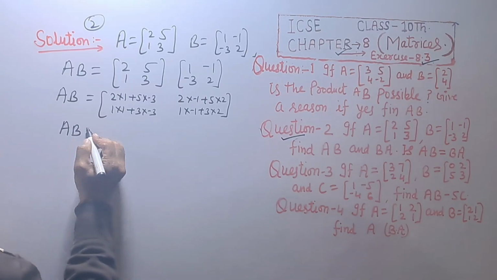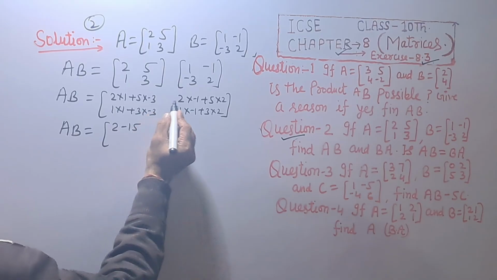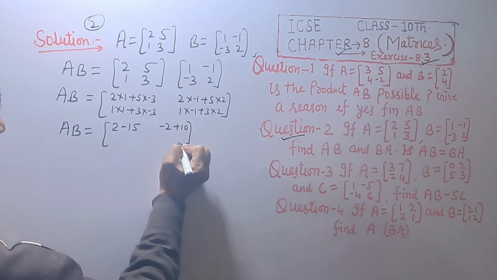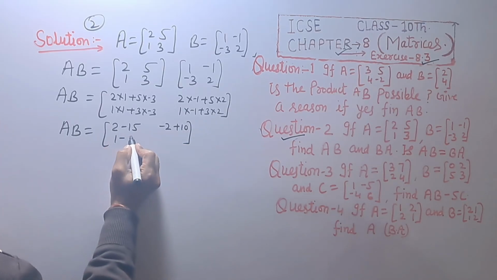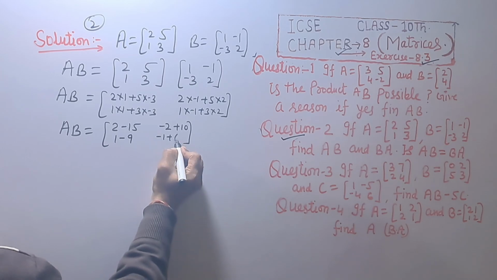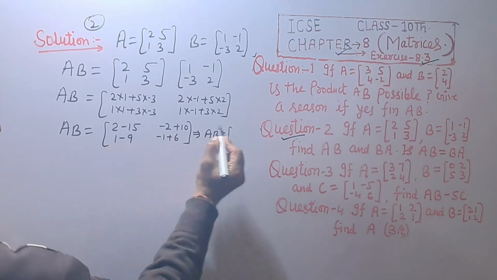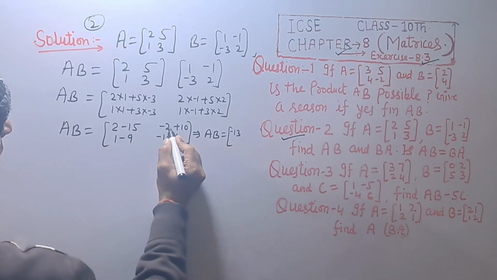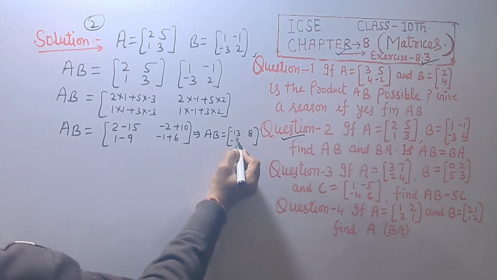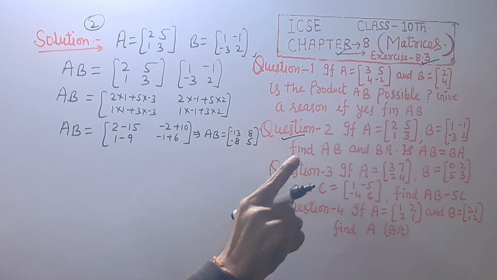So AB is equal to 2 1s are 2 minus 5 3s are 15. 2 1s are minus 2 plus 5 2s are 10. 1 1s are 1 minus 3 3s are 9. And 1 1s are minus 1 plus 3 2s are 6. So AB is equal to minus 13, 10 minus 2 is 8, minus 9 plus 1 is minus 8, and 6 minus 1 is equal to positive 5.